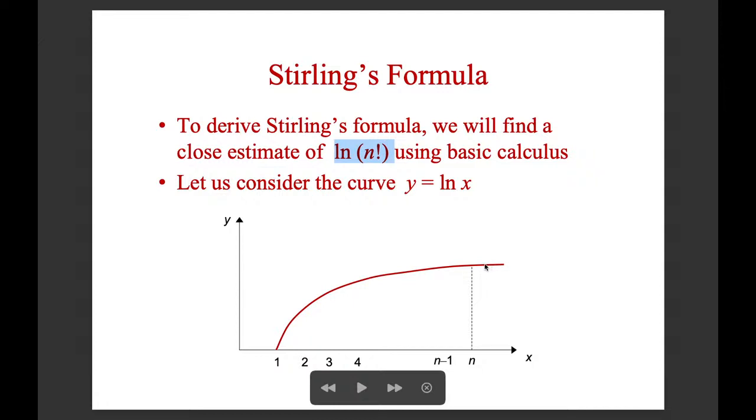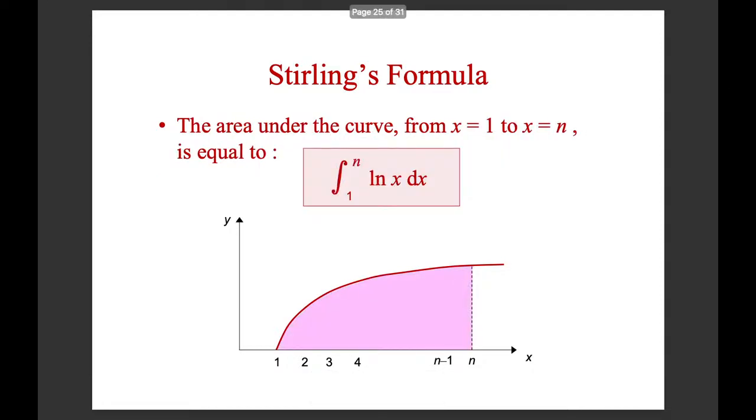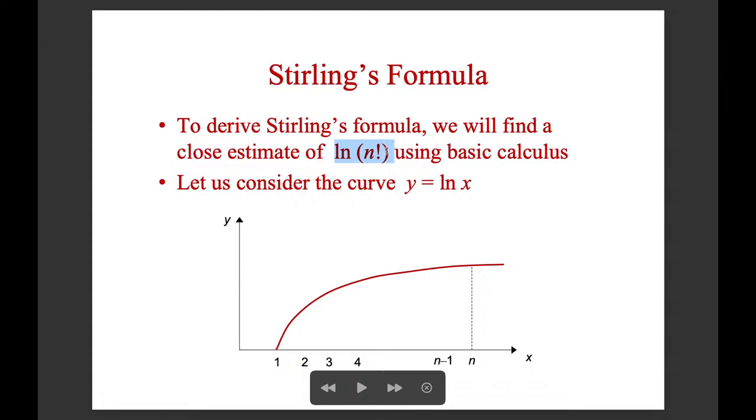So naturally, we are going to look at the area under the curve because it is going to be the summation of a bunch of log x values. Once we have an approximation of log n factorial, then we can take the exponentiation of this, so we can have an approximation for n factorial.